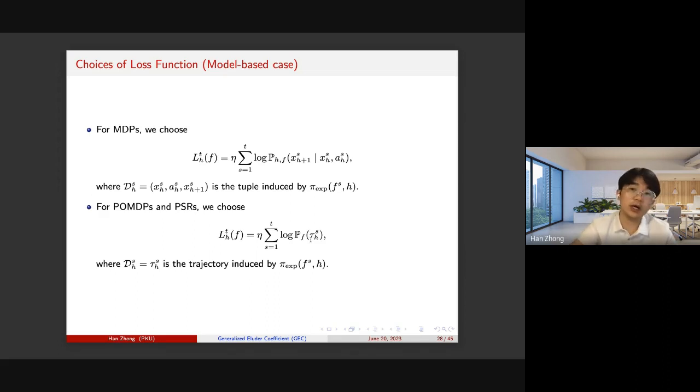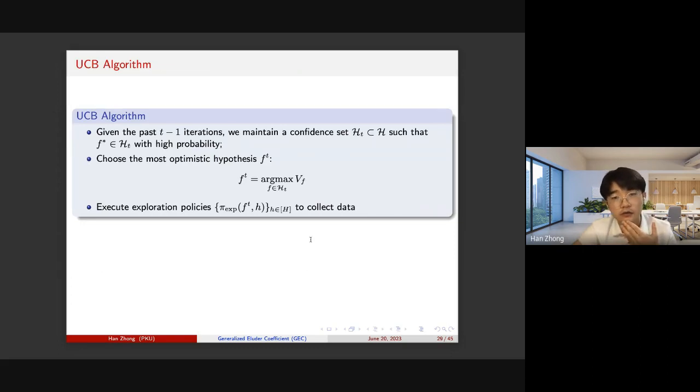So this is our posterior sampling algorithm. And I want to also formally define the UCB-based algorithm. Based on the past T-1 iterations, we can maintain a confidence set H_T such that it contains the true hypothesis with high probability. Then we can choose the most optimistic hypothesis from this confidence set. Based on this hypothesis, we execute the exploration policies to collect data.